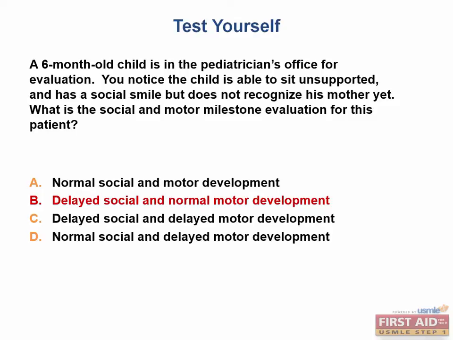The answer is B. An infant should be able to sit unsupported between 5 and 8 months and should also be able to recognize people by age 4 to 5 months. The social smile develops around 2 to 3 months.